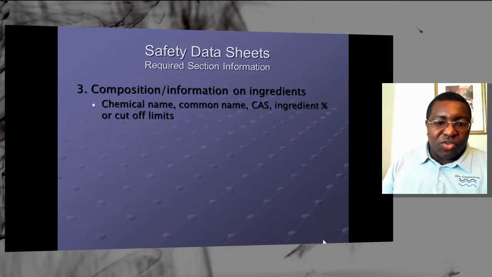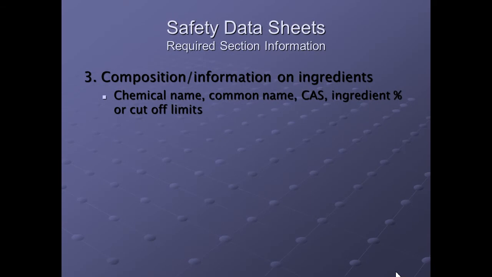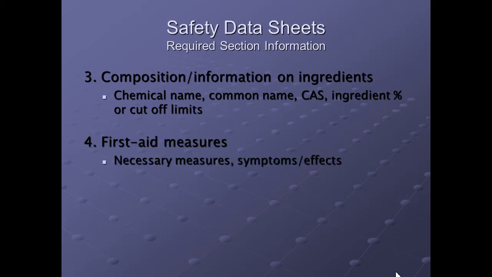3, composition. What's the makeup of the ingredients of the chemicals? The name, the common name, the CAS number, that's the classification number, and whatever percent of chemical it's in, cutoff limits, all that composition that makes up the chemical will be in 3. Whenever you're doing your hazard communication training, and this has to be done annually, and with the GHS changes, it should be done now, first aid will always be section 4.